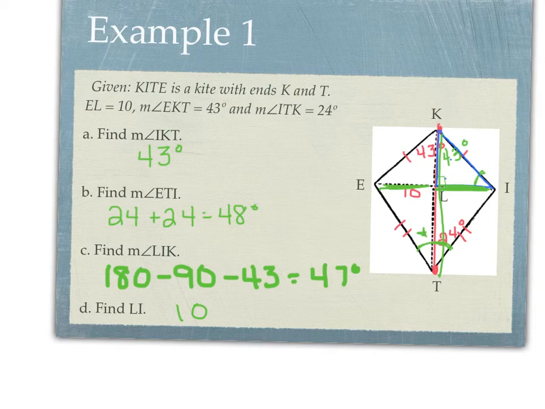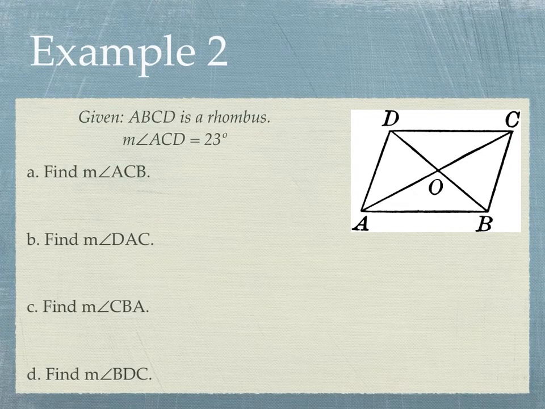All right, the next page is talking about a rhombus. There's even more that we know about it ahead of time. All right, ABCD is a rhombus, and angle ACD is 23 degrees. So ACD would be this one right here.